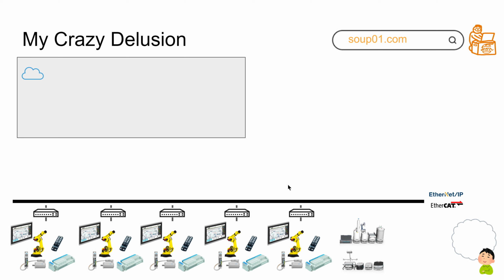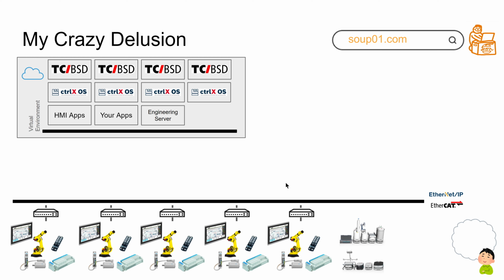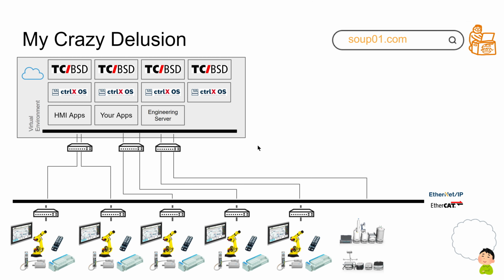Then the main factory has a local server that allows you to create the virtual environment. Inside, in my case, it should be ctrlX OS or TwinCAT/BSD, which is common for Beckhoff. You run it as a separate container or separate virtual PLC inside, and also your HMI apps, customer apps, machine builder apps, or engineering server. All these lines connect directly to this local server.